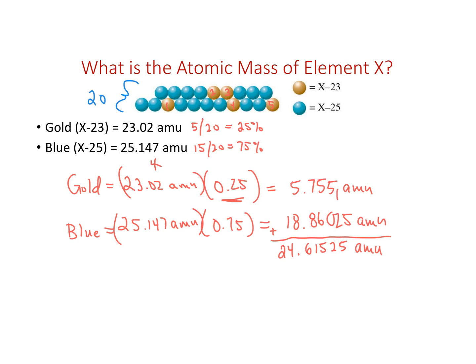And then beyond that, I have 5 here, which would give me 3 decimal places I should report in the final answer. So we should say the atomic mass would be about 24.615 AMU for this sample.